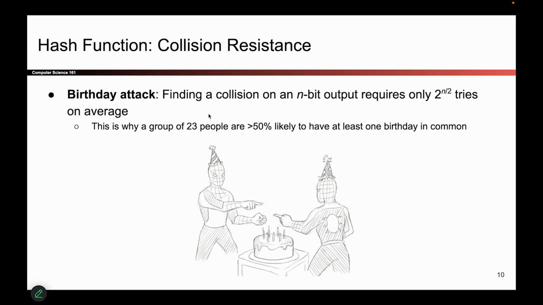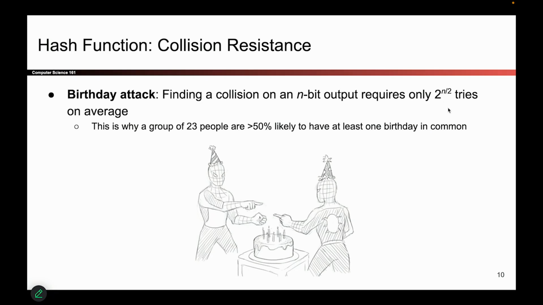Okay, one final thing about collision resistance, in case you're wondering how hard it is, you can look up something called the birthday paradox or the birthday attack. We won't talk about it in too much detail in this class because it's a little bit mathy, but if you're wondering how hard it is to find a collision, it's roughly exponential time. So this is why we said that polynomial time attackers cannot find a collision. It's because if you want to find a collision on an n-bit output, you usually have to try roughly 2 to the n over 2 tries.